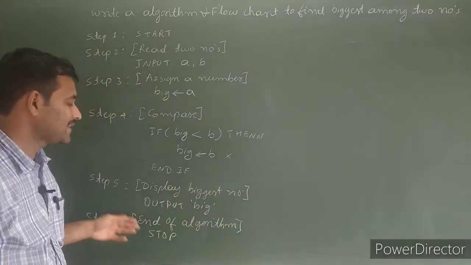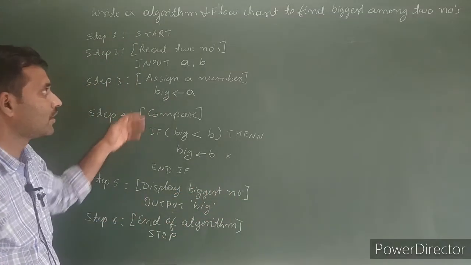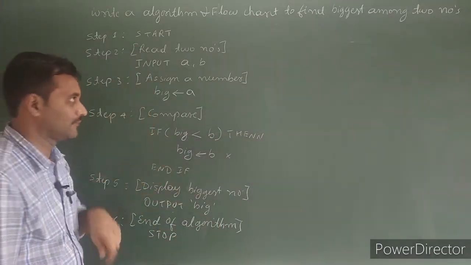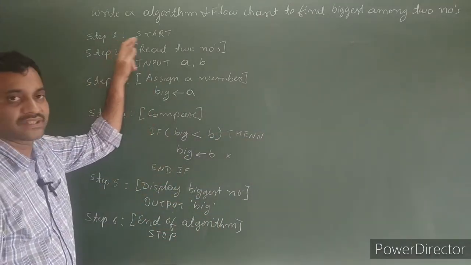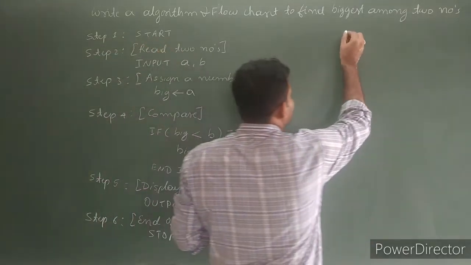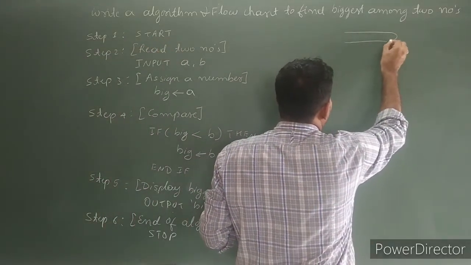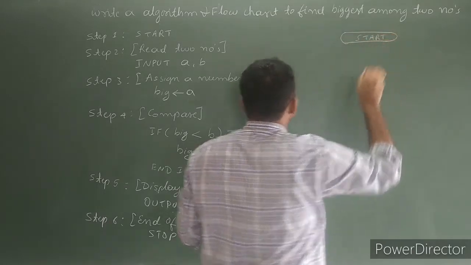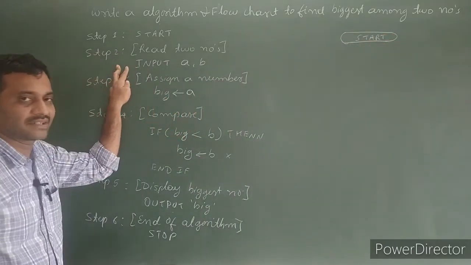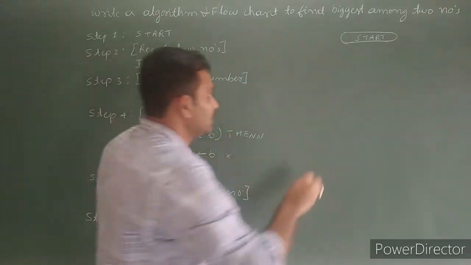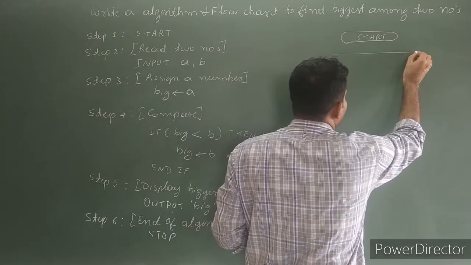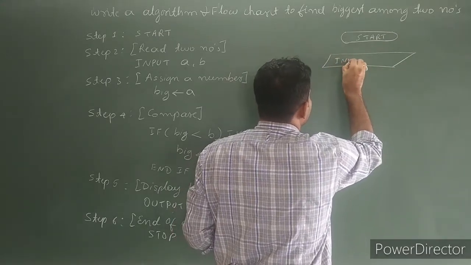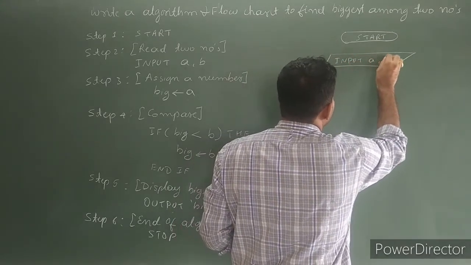Okay. Let's write the flowchart for the algorithm to find the biggest among two numbers using simple if. See the first step. The first step is the start. To represent the start, write the oval. See the second step is input A, B. Input and output are represented with a parallelogram. So write the parallelogram and write input A, B.